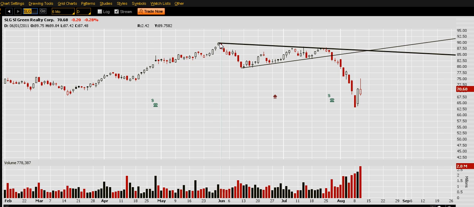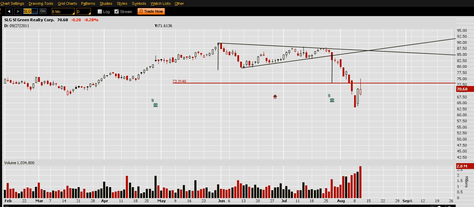You can project price targets with these by taking the height of the formation, and then you project that exact height from the breakout point, which would be right there, and then you find that price level, which gave us a target of about $73.21.